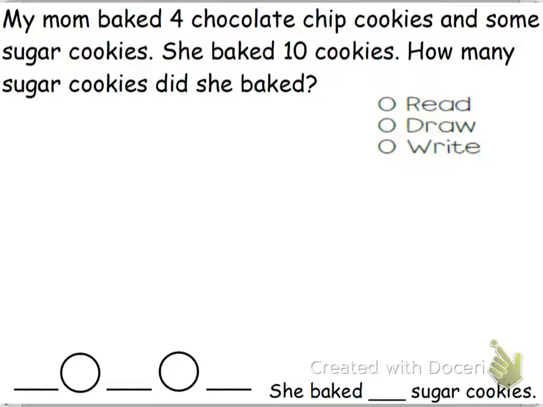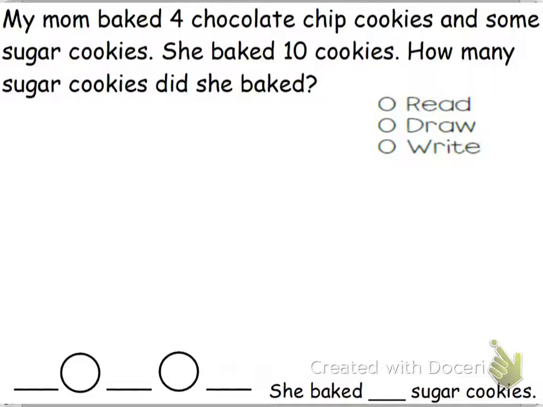So now, I'm going to read this. This will be a good chance for you to pause it after I read, for you to be able to try to solve this on your own. Okay? So it says, my mom baked 4 chocolate chip cookies and some sugar cookies. She baked 10 cookies. How many sugar cookies did she bake? Remember, chunk it. Read a little, draw a little. Ask yourself, what do you notice with the word problem? Then, once you do your tape diagram, do your number sentence and your statement. All right, you can pause it if you like.